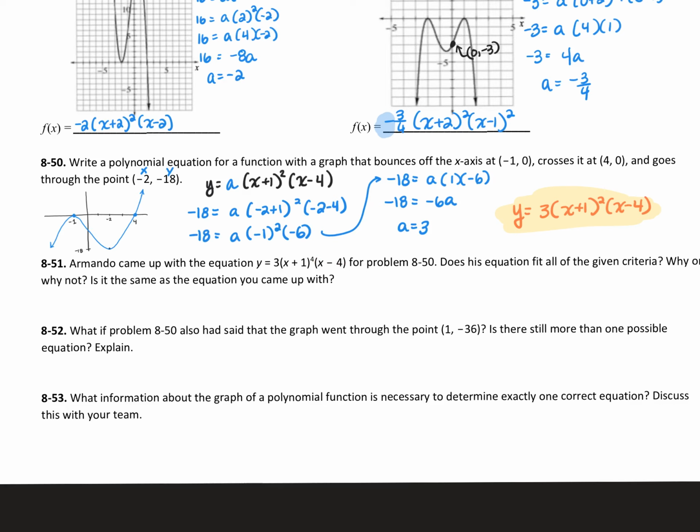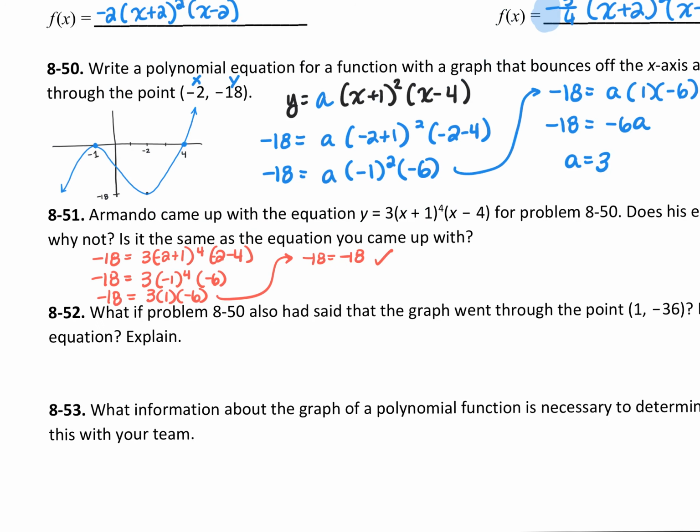And then we have it passing through 4. What you have to decide is, is it the same? Okay, so will it fit all the criteria, including going through this point? So stop the video for a second and see if it will actually pass through this point by plugging in -2 and -18 into his equation. So when I plug in that point, -2, -18, I get a true statement using Armando's equation.